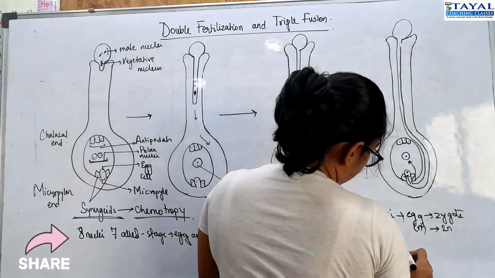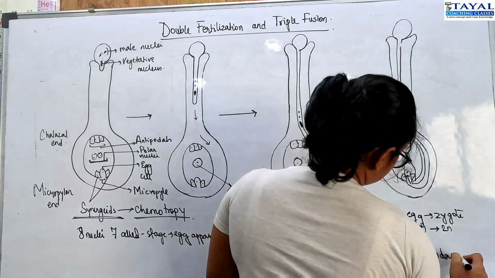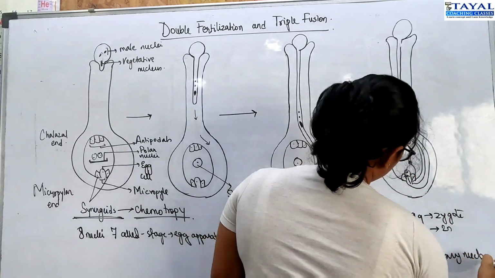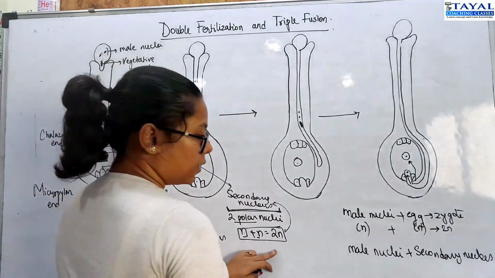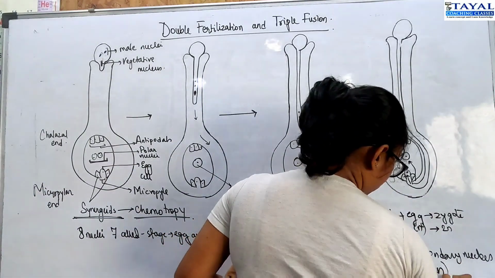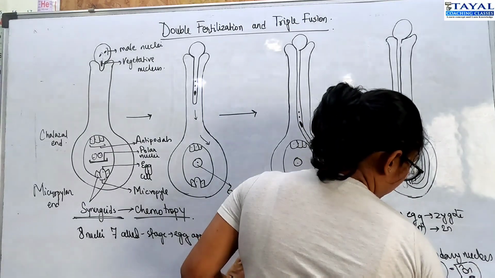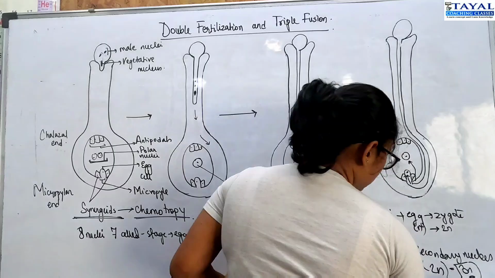and it goes and fuses with the secondary nucleus. Now, as we know, the secondary nucleus is diploid and the male nuclei is haploid. So therefore, this gives rise to a triploid primary endosperm nucleus.